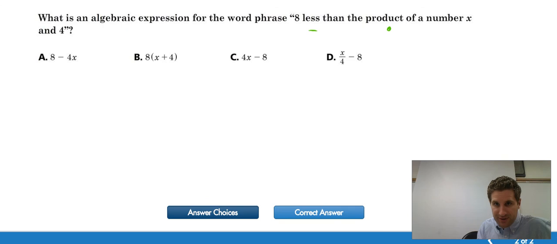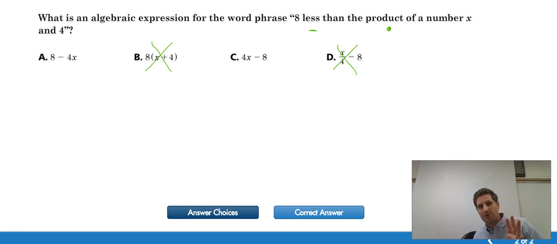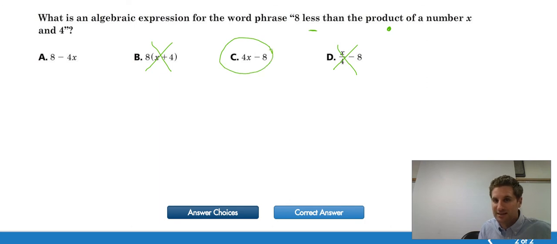Okay, so let's go ahead and eliminate some options. X plus 4, we know that product definitely does not mean addition, so goodbye. X divided by 4, product does not mean division. Again, we can get rid of that guy. So we're left with this one. Okay, so we want to say 8 less than the product. Okay, this one right here says we have a whole number 8, and then I'm subtracting the 4x from 8. This one over here says I have 4x, and then I'm taking away 8. This is the correct answer because it is less than 8.